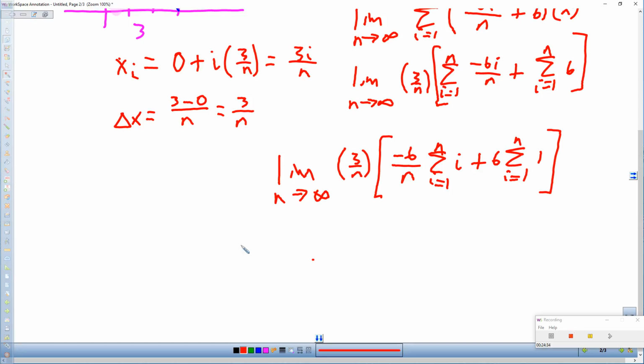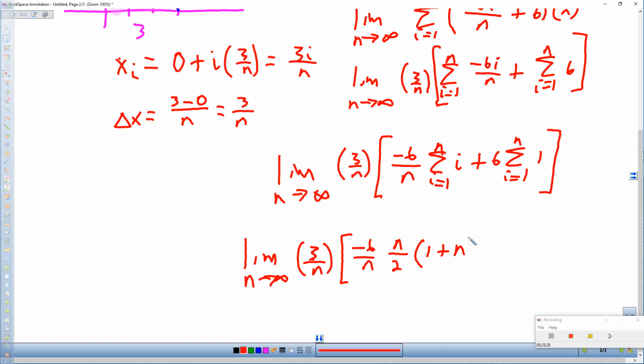So the limit as n goes to infinity of 3 over n, and then we're going to have a negative 6 over n. So for example, we're doing 1 plus 2 plus 3 plus 4 plus 5 all the way to n. Does this look familiar? Does it look like n over 2 times a1 plus an?